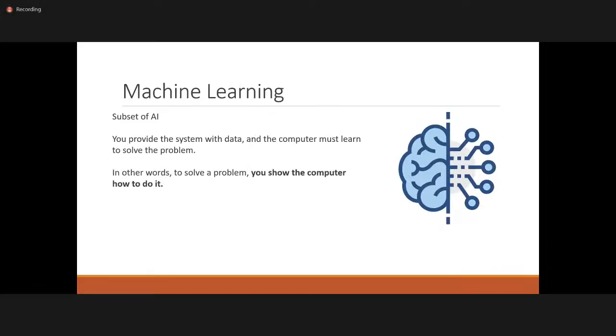So this brings us to machine learning. Machine learning is a subset of artificial intelligence, and this subset is the type of program that actually does learn. By learn, we mean that a system is provided with data and the computer must learn a model that is then used to solve the problem. In other words, rather than telling the computer what to do, you show the computer how to solve a problem.